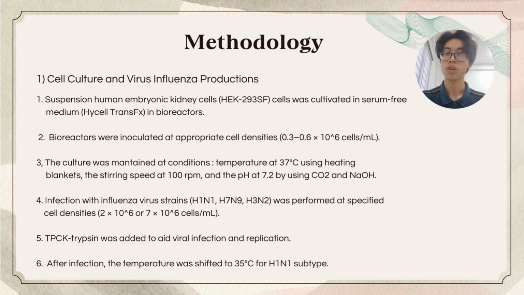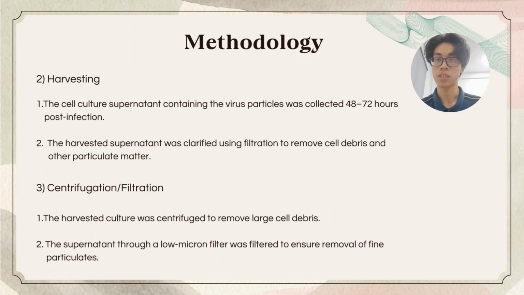Meanwhile, for influenza virus production, the cells were infected with H1N1, H7N9, and H3N2 strains at cell densities of 2 or 7 million cells per milliliter. To aid viral infection and replication, TPCK trypsin was added. After infection, the temperature was shifted to 35 degrees Celsius for H1N1 subtype. The second step is harvesting.